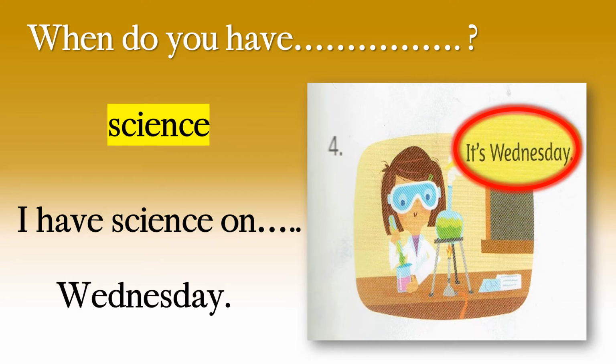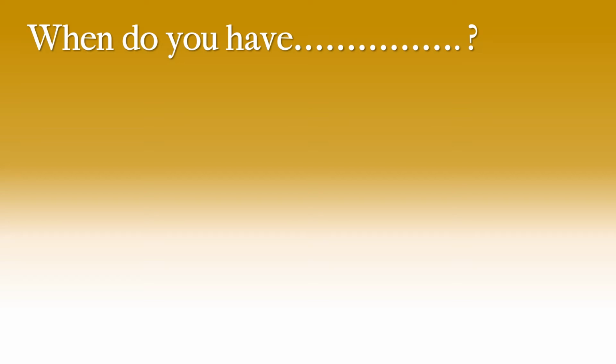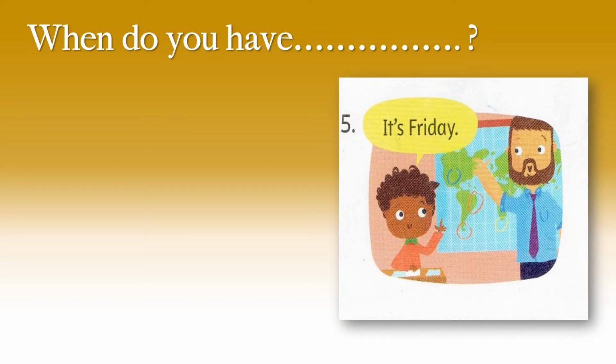Wednesday. Yes, Wednesday. I have science on Wednesday. Question: When do you have... Oh, now look, they're looking at maps. Maybe they're talking about the people who live in these different places. What can I see is circled? America, that's blue. Brazil, that's red. Argentina, that's pink. And the yellow circle is South Africa.